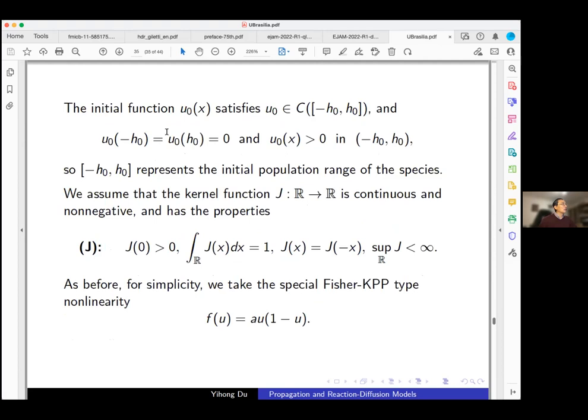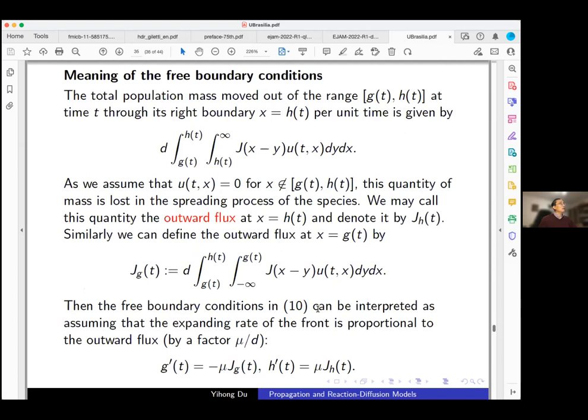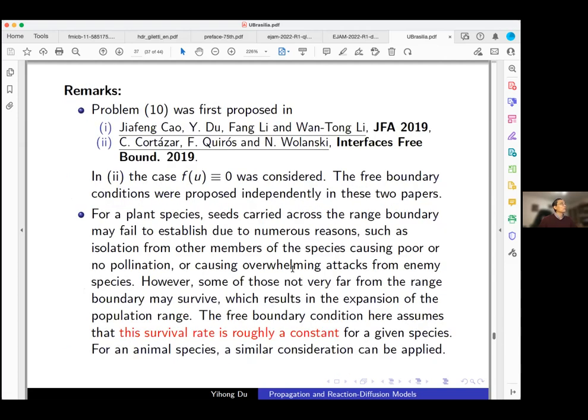And this is the assumption for the initial function, the assumption for the kernel function, the basic assumption, as I said. And let's focus on this Fisher nonlinearity. This explains why we use this kind of free boundary condition. So that is again assuming that the population range expands with a rate proportional to the population loss. So that's the population loss.